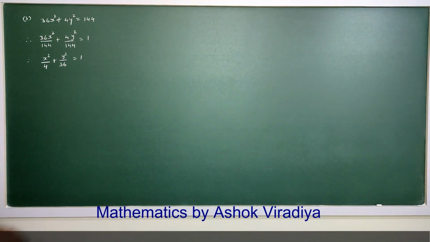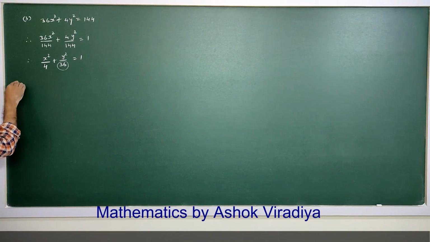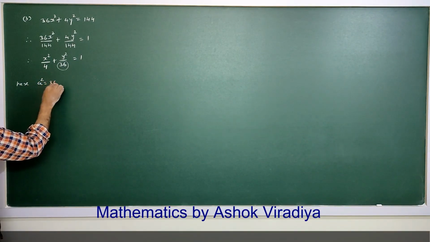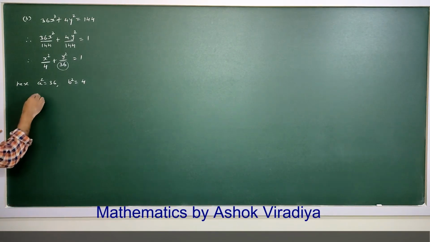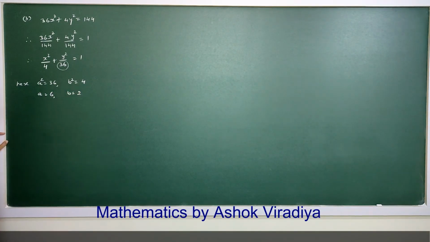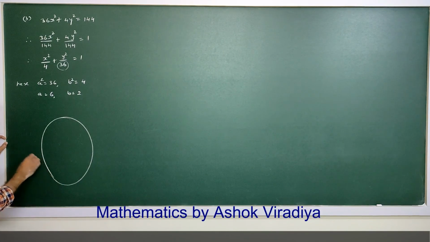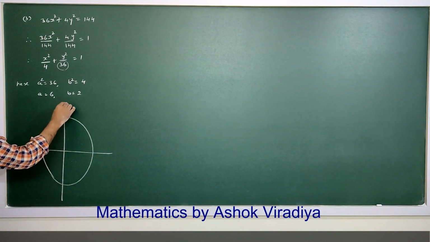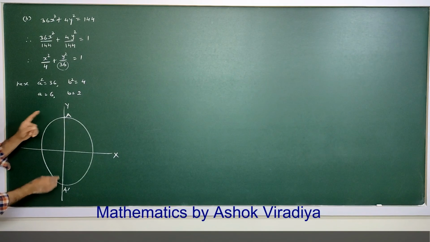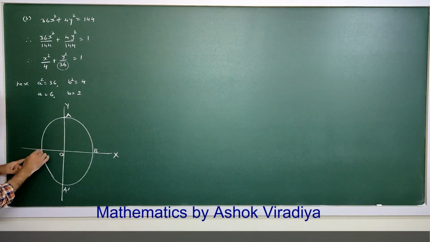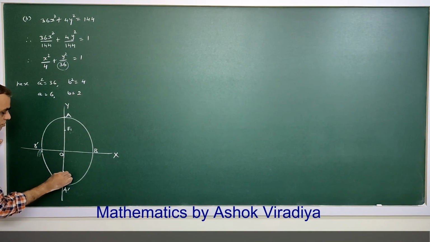Now look here, which is greater? This number is greater, so we take this number as a square. a square is 36 and this number we take as b square. b square is 4. So here a is 6 and b is 2. And the major axis lies along the y-axis. So these will be the ends of the major axis, the vertices. This is the center, B, B dash. Here we will keep the foci F1, F2.